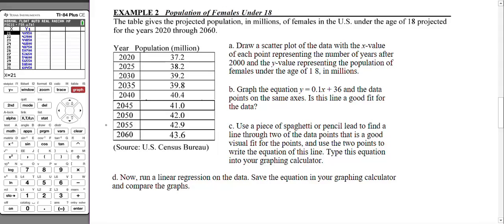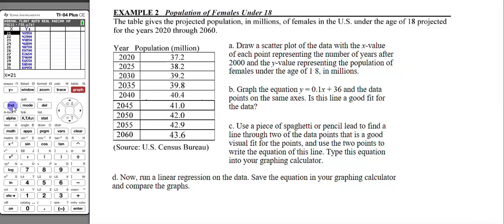In example 2, we have a table that gives the projected population in millions of females in the U.S. under the age of 18, projected for the years 2020 through 2060. We are to draw a scatter plot of the data with the x value of each point representing the number of years after 2000 and the y value representing the population of females under the age of 18 in millions.